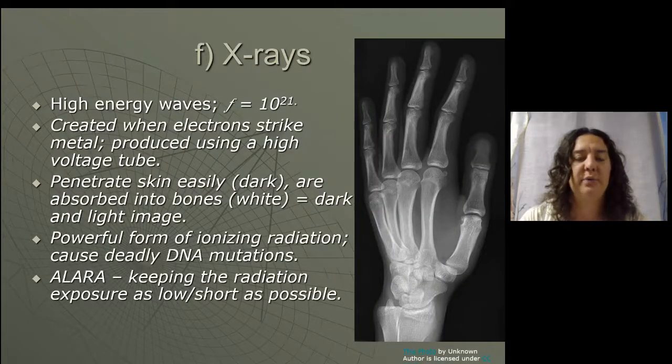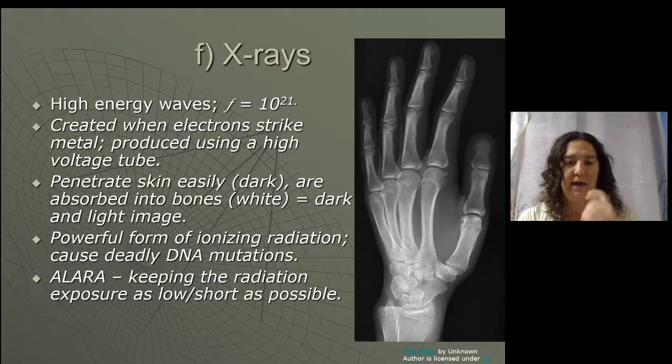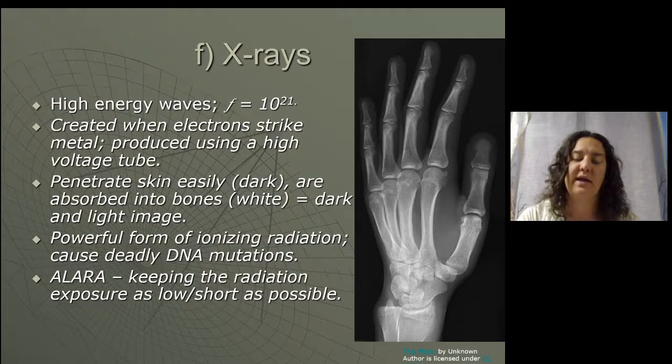X-rays are very high energy waves again, and they're created when electrons strike metal, and they're produced using a high voltage tube. X-rays are able to penetrate our skin, but are absorbed into our bones, so it provides a dark and light image. So this is a powerful form of ionizing radiation, which can cause significant DNA mutations. So it's important to keep the exposure to radiation as short as possible, and this is why they have you wear a lead vest at the dentist and avoid X-rays if you are pregnant.